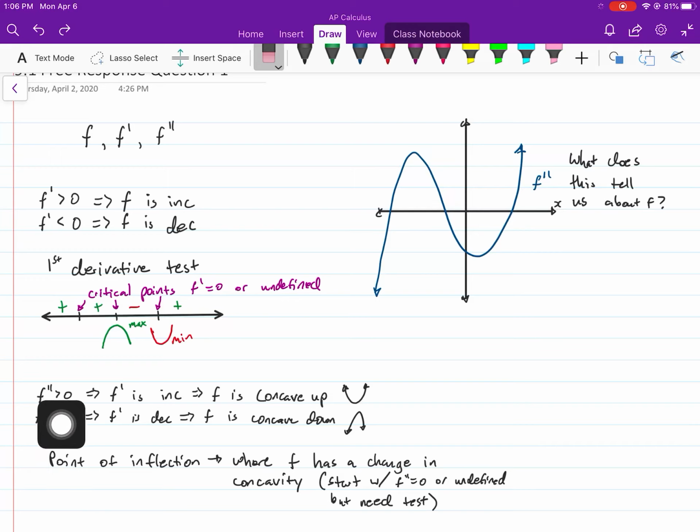So we're looking for when f double prime is positive. Right here, f double prime is positive there and there, so that's where f is concave up. And right here, f double prime is negative there and there, so that's where f is concave down. From there, your points of inflection would be right there and right there, because it's changing concavity at those spots. And that pretty much is an overview of f, f prime, and f double prime.